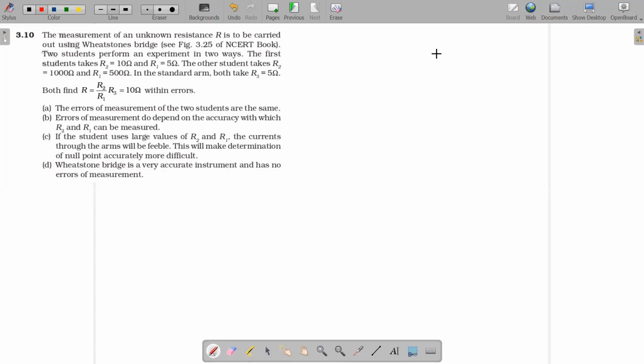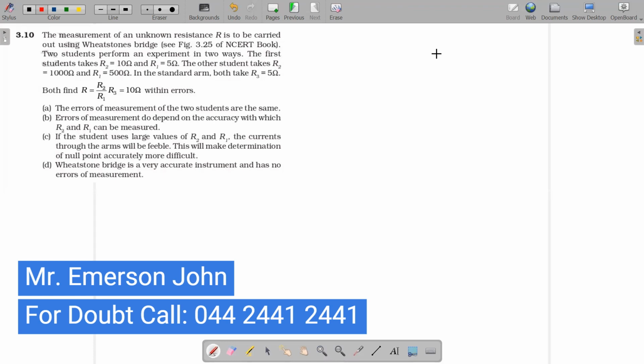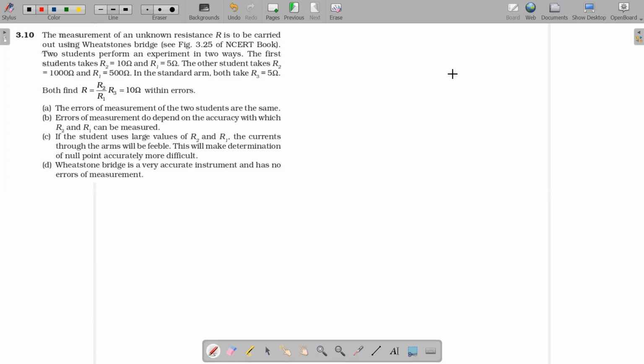NCERT Exemplar, current electricity chapter, 10th question. The measurement of unknown resistance R is to be carried out using a Wheatstone bridge. Okay, it's a Wheatstone bridge problem.